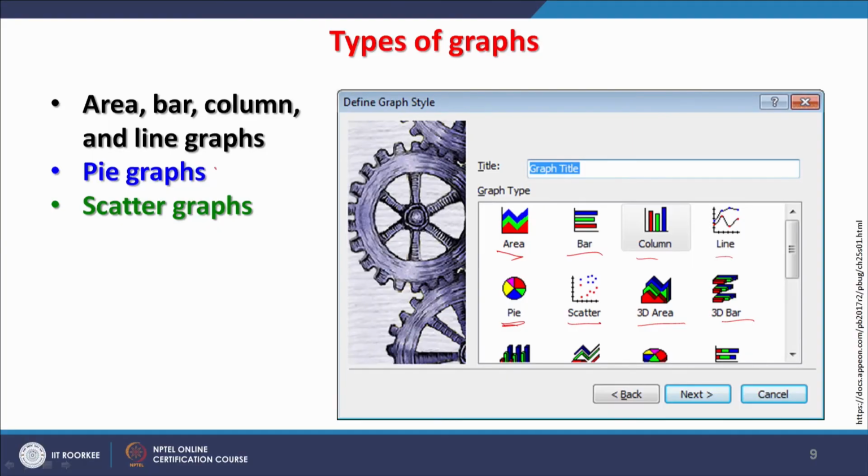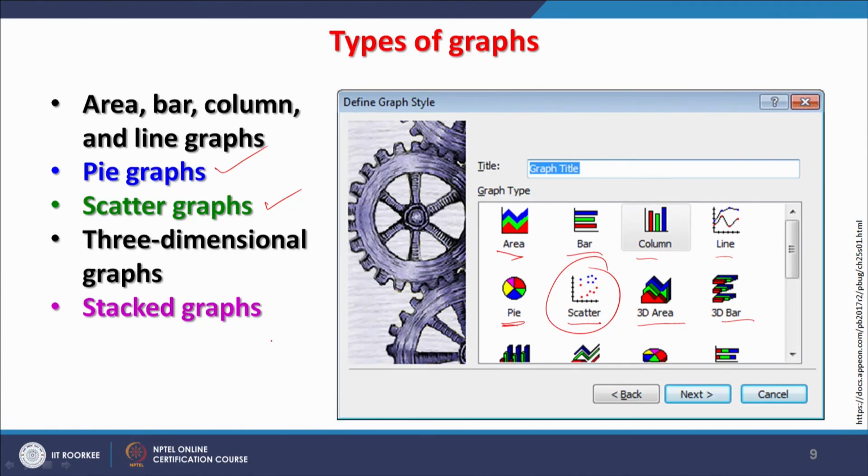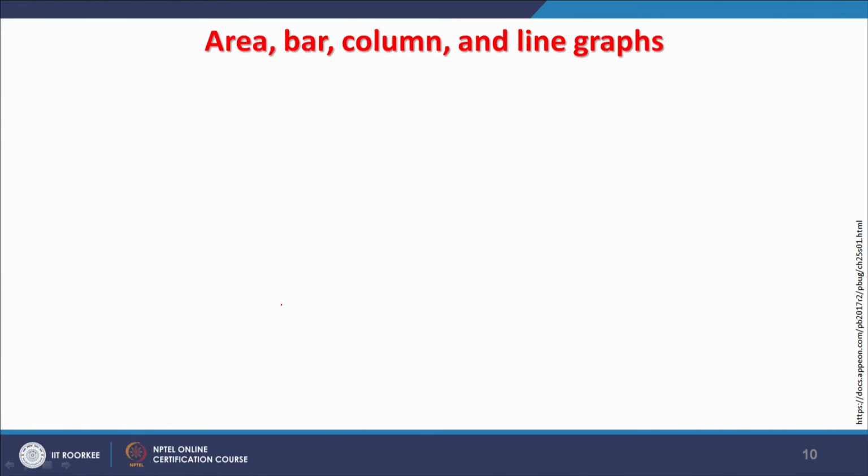Pie graphs are also possible. I would mention something against pie graphs once that discussion comes. Scatter graphs are also there, 3-dimensional graphs are there. Scatter graphs are very useful to communicate the relationship between two variables, so that people can easily understand very nicely. So prefer that one if you have two variables and you want to show the comparison or relationship between them. Stack graphs are also there. So a stack graph you can have like this.